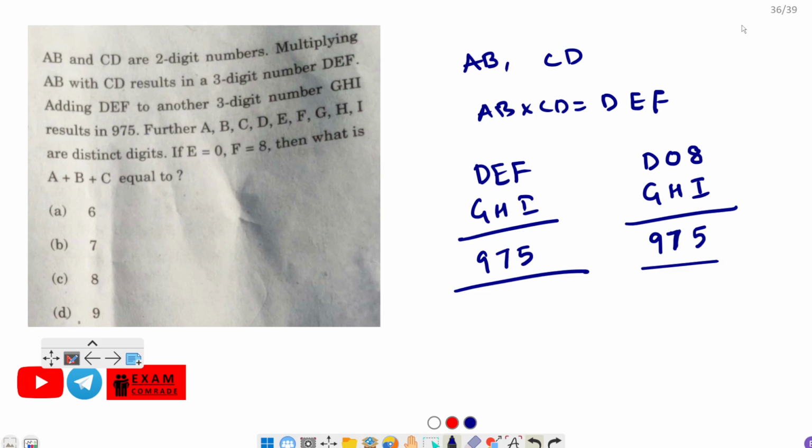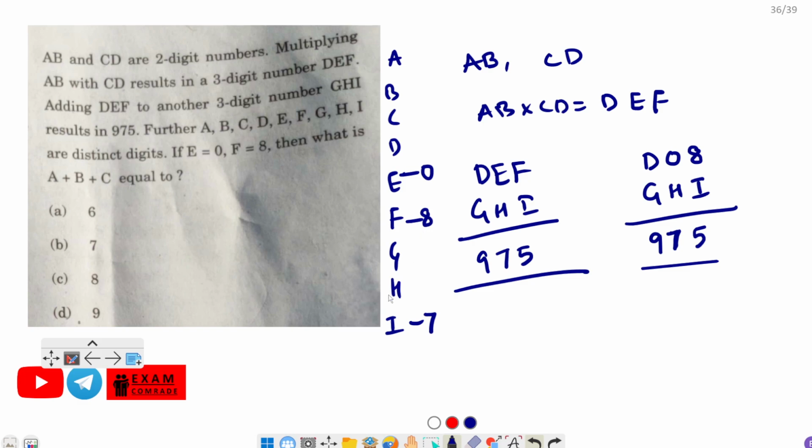Okay, we can write how many digits are there: A, B, C, D, E, F, G, H, I. So there are 9, right? I can take only the value of 7. E is given as 0. F is given as 8.